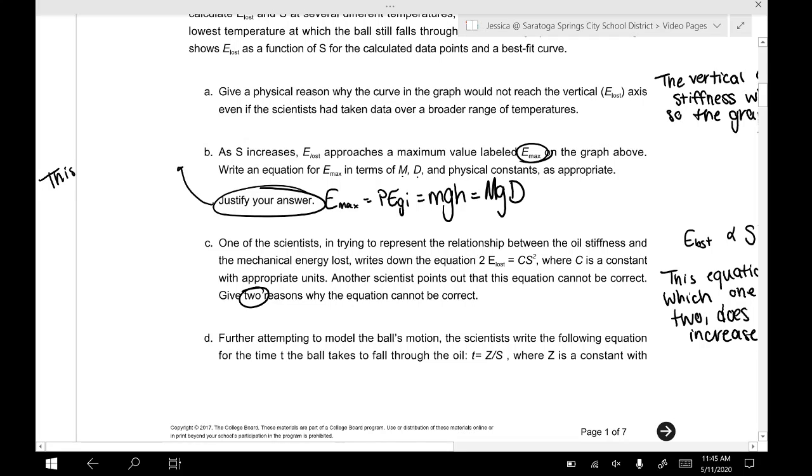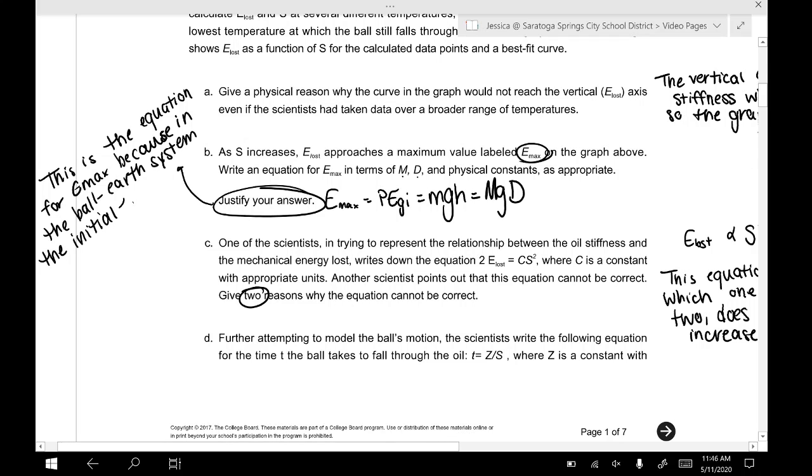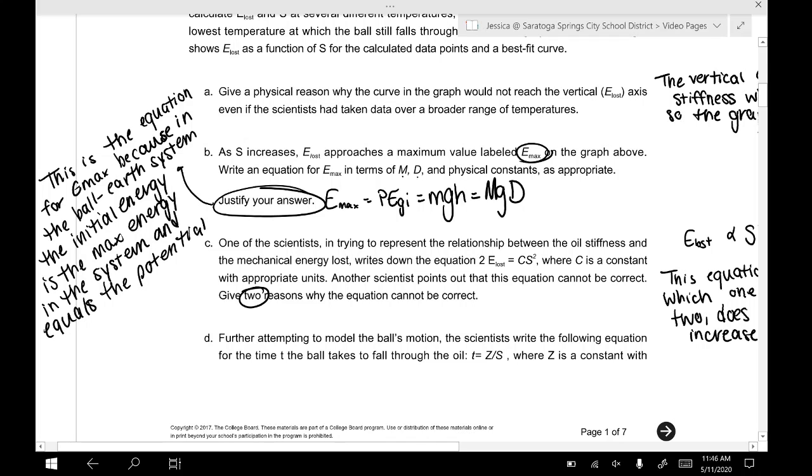So this is the equation for E max, because in the ball earth system, the initial energy is the max energy in the system and equals the potential energy of the ball.